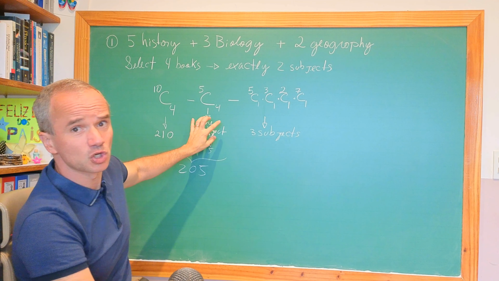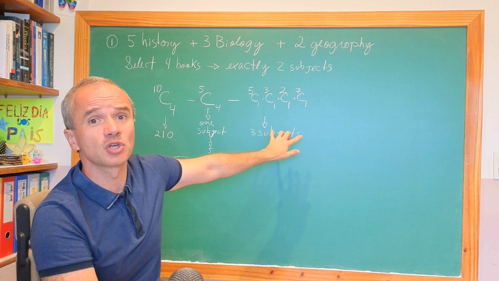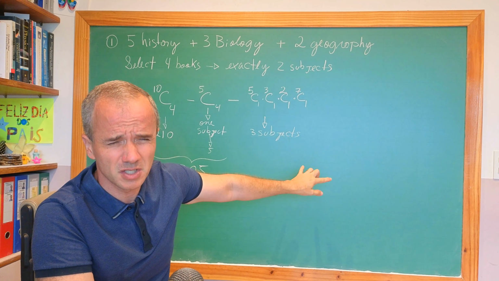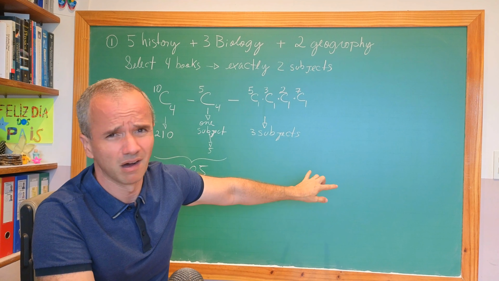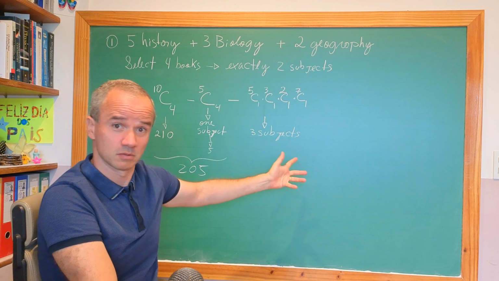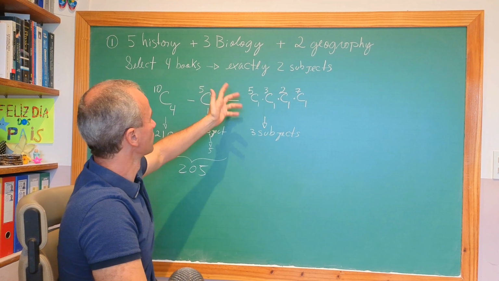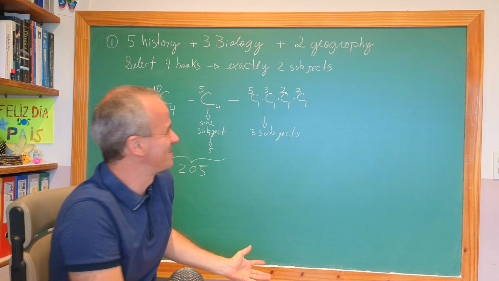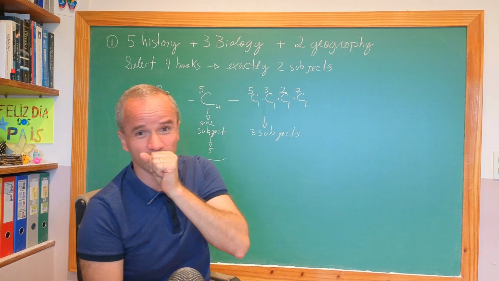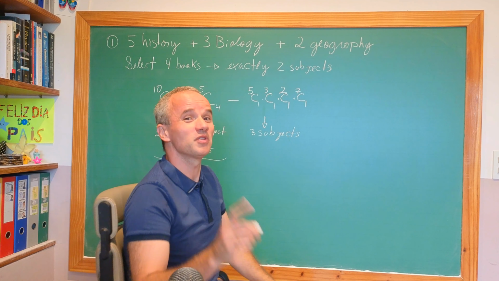Now, 1 subject excluded. 3 subjects excluded. 4 subjects, should I think about it? Why not? Of course not. Because I don't have 4 subjects. So, let me tell you something. The good news is this is over.